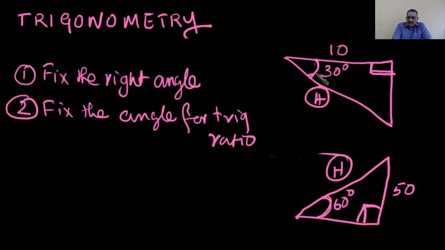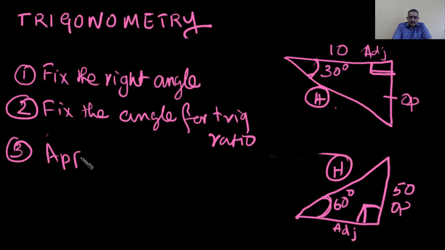So now the sine of this 30 would become this side divided by hypotenuse. This is the opposite side. For this 60, this is the opposite side, and this is the adjacent side right here. Now for this 30, the adjacent side is right here. Now the third step is apply the ratio.